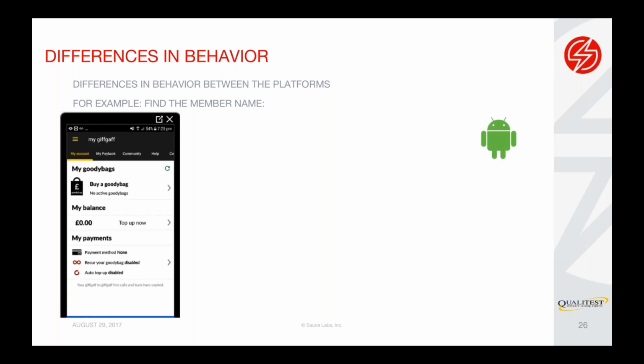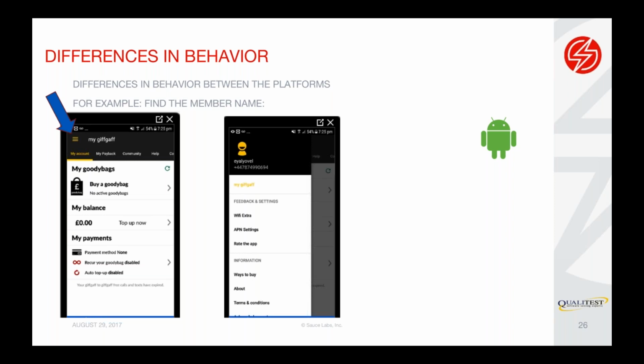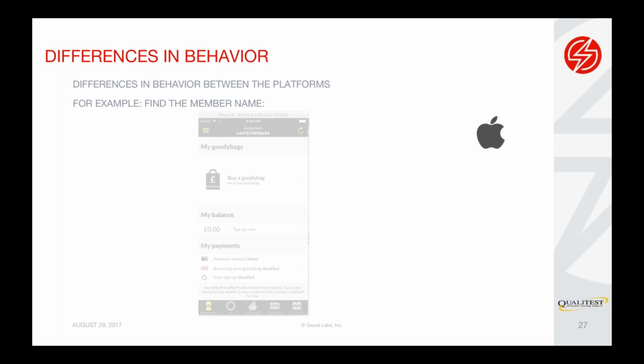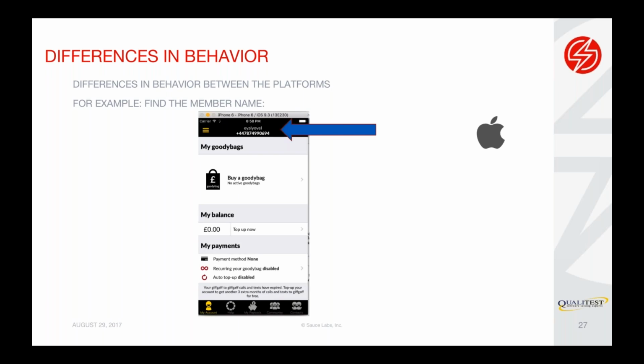In Android, to find the member name after the login, we need to click on the hamburger menu, and then we can find the member name. That's Eyal Yovel. In iOS, the member name appears after the login on the main page.